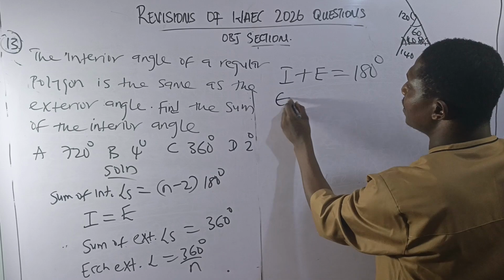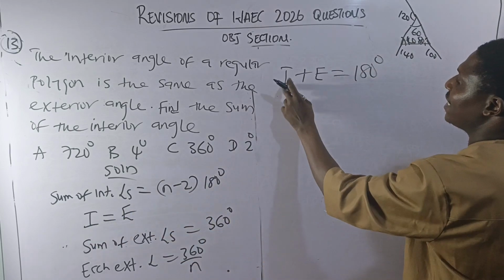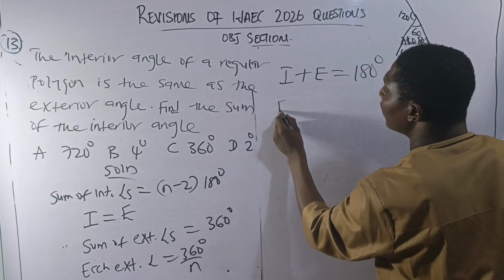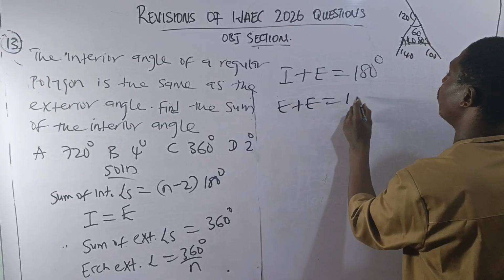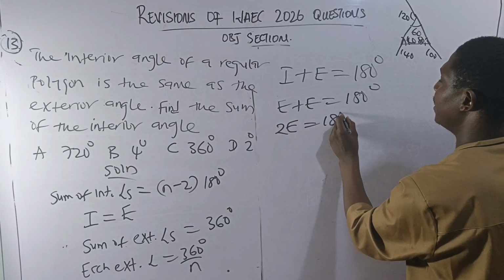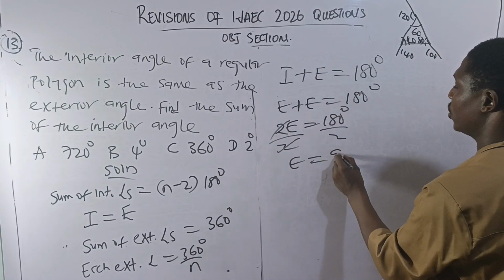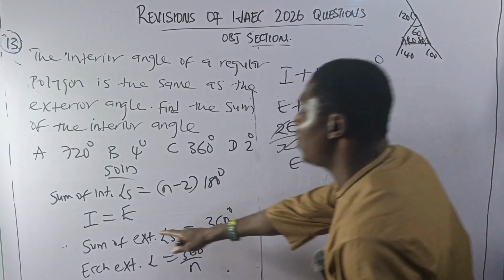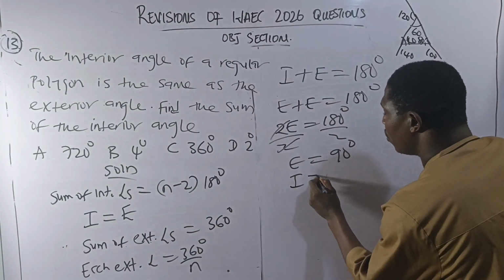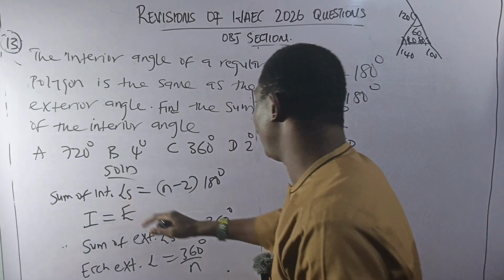Now, they said interior and exterior, they are equal. So let me substitute E for I. So wherever I see I, I can put E. So I'll have E plus E equal to 180 degrees. And 2E therefore will be equal to 180 degrees, all over 2, all over 2. So the exterior angle is equal to 90 degrees. Since interior angle equals exterior angle, it is also equal to 90 degrees.